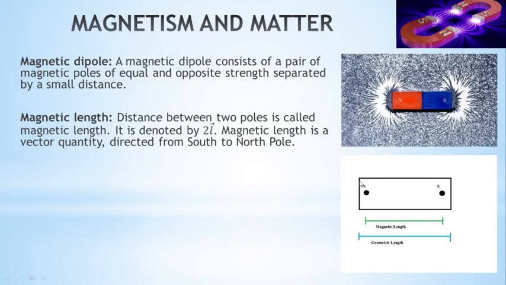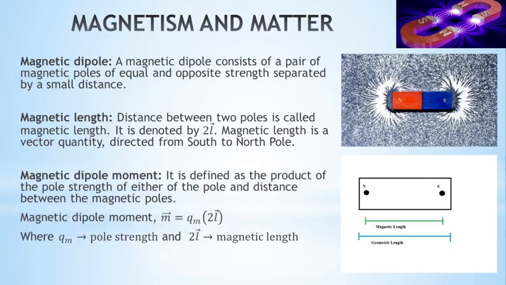If you take the length of the magnet, this is the length of the magnet. See here, this is the geometrical length. Length means from here to here. This is called length. But magnetic length means the distance between north pole and south pole.